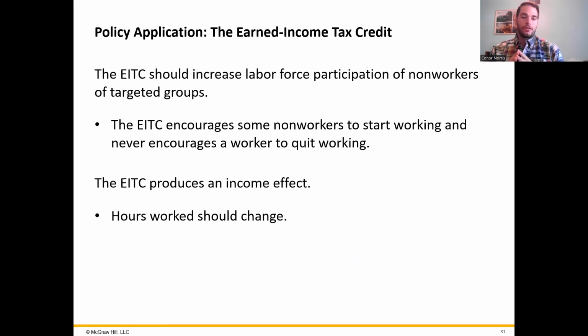So we can talk very briefly about the earned income tax credit. Basically, the goal of this is to improve even more on the previous type of welfare program that we showed. The goal of the earned income tax credit is to increase the labor force participation rate of non-workers and of specific targeted groups. The way it functions is to encourage some people who aren't in the labor force to begin working, and to never encourage a worker who is currently working to quit in order to increase how much assistance they can earn.